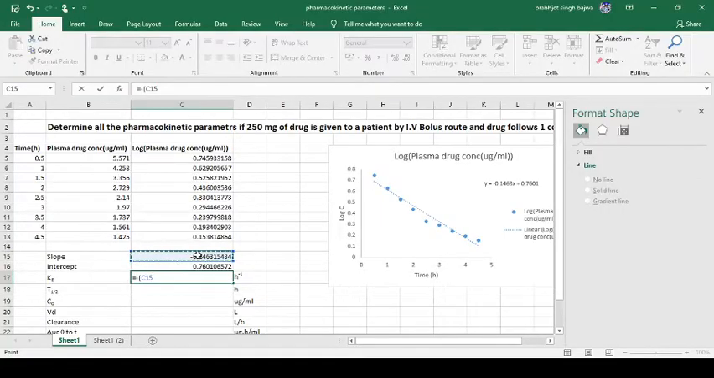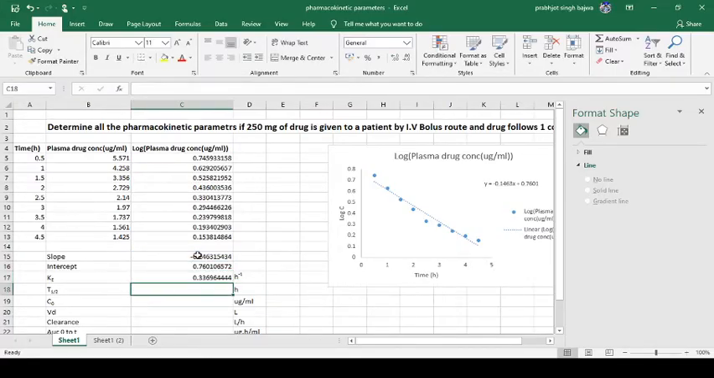Now we will put the multiply sign into 2.303, bracket close. So this is the value of elimination rate constant Ke. The units are per hour.